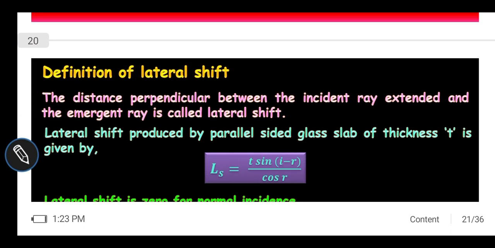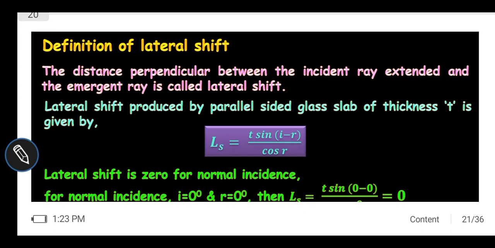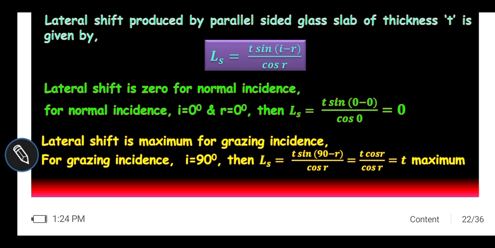Okay. So the definition of lateral shift: the perpendicular distance between the incident ray extended and the emergent ray is called lateral shift. It is given by the mathematical form: lateral shift LS is equal to T sine (I minus R) divided by cos R, where T is the thickness, sine of (I minus R) is the sine of the angle of incidence minus the angle of refraction, and cos R is the cosine of the angle of refraction.